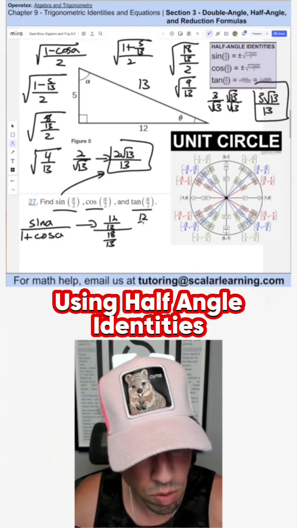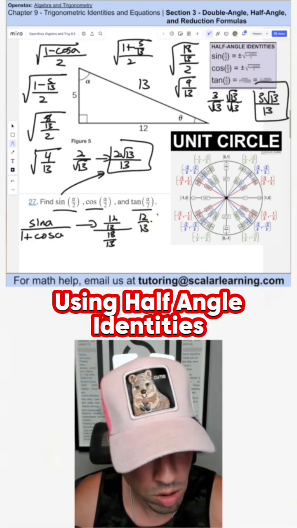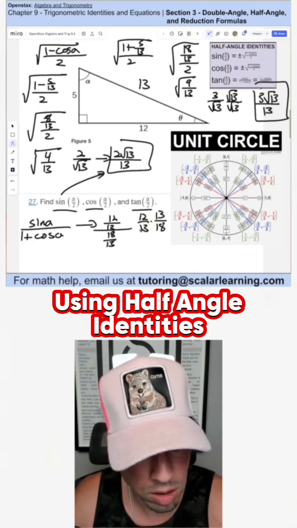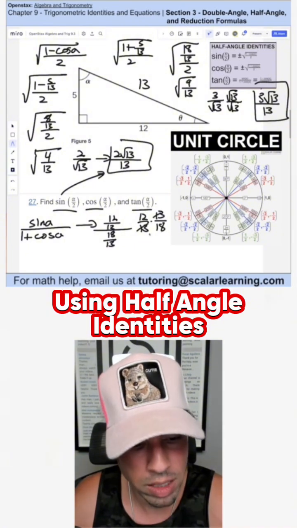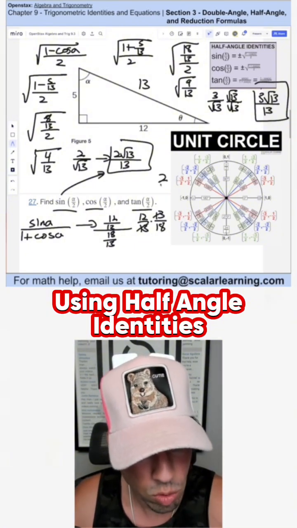So we got 12 over 13 times the reciprocal of the denominator. To simplify, 12 over 13 times 13 over 18, cancel, cancel. We get 12 over 18, which simplifies to 2/3. So the last one is 2/3, boom, done.